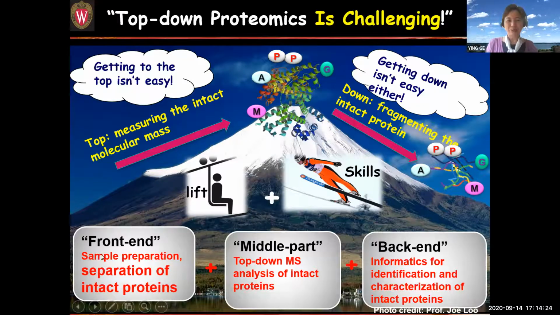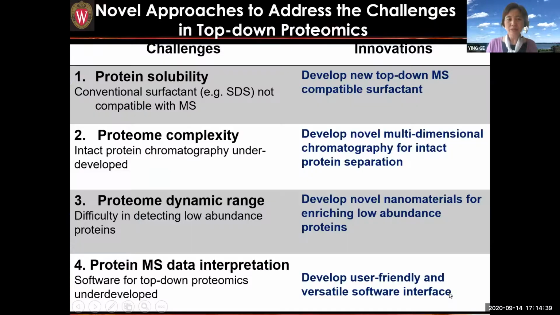And top-down proteomics has 3 parts. It's the front-end sample preparation and separation of intact proteins, the middle part, top-down MS analysis of intact proteins, and the back-end informatics. So in the past about 8 years, we have been developing novel approaches to address the challenges of top-down proteomics. There are several challenges. We are focused on these 4.